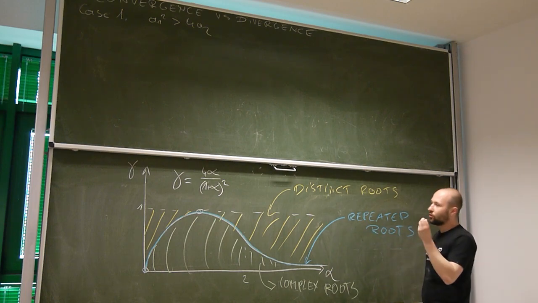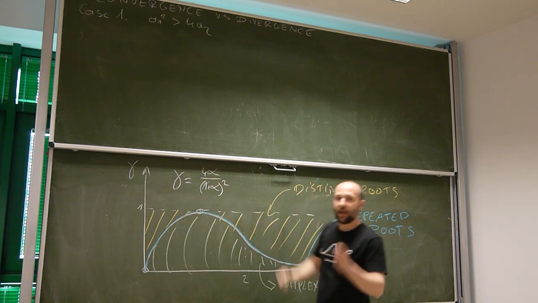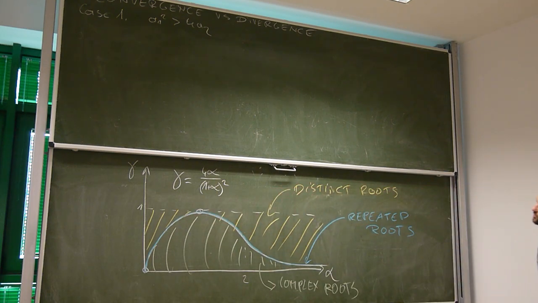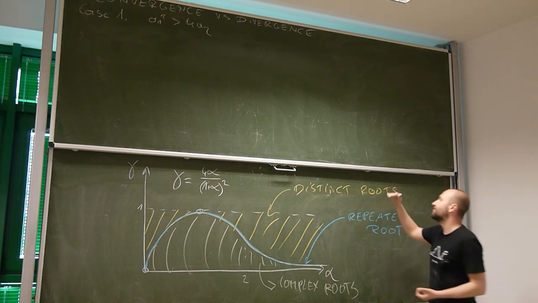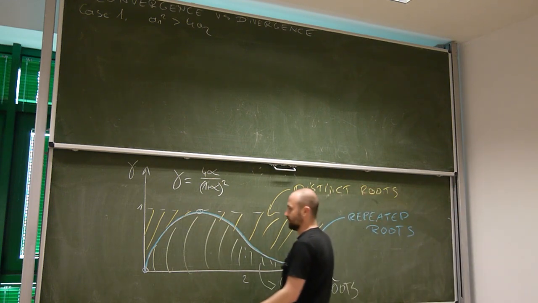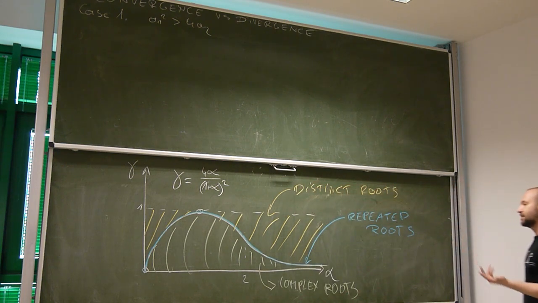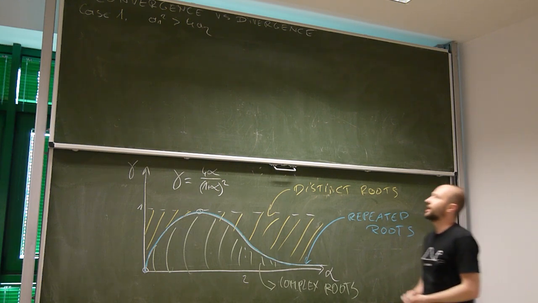But look, it also means that if we are above this function, a1 squared will be bigger than 4a2, which means we will have distinct roots. And finally, if we are below this function, over here, it means that we will have complex roots because a1 squared is lower than 4a2.